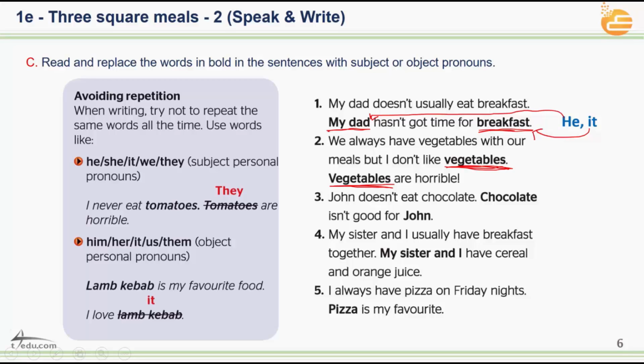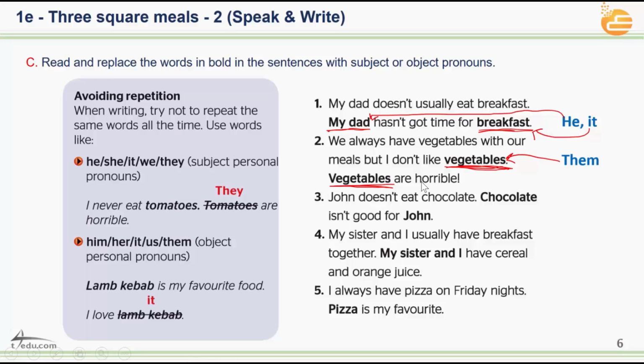This vegetables is at the end of the sentence. Can you see the full stop? So it is at the end of the sentence and it is plural. So we have to use one of these because it's at the end of the sentence: him, her, it, us, or them. What do you think? Exactly. Them. Excellent. So we have to use them.